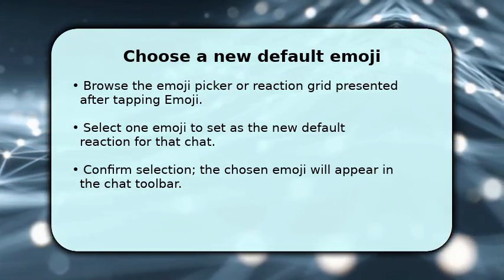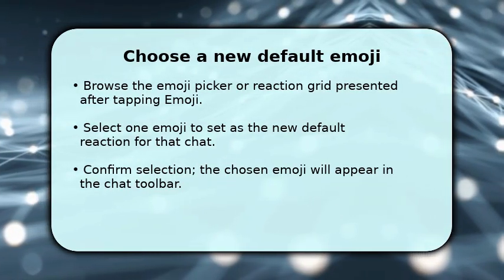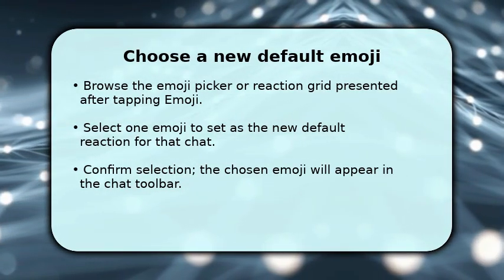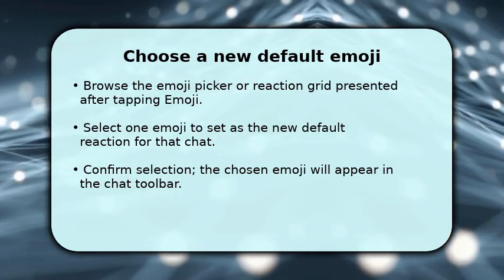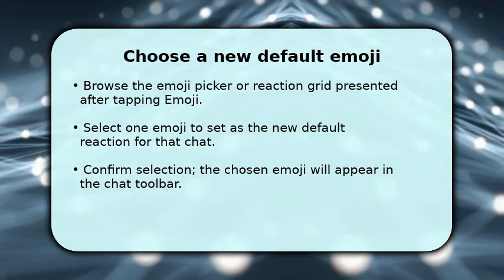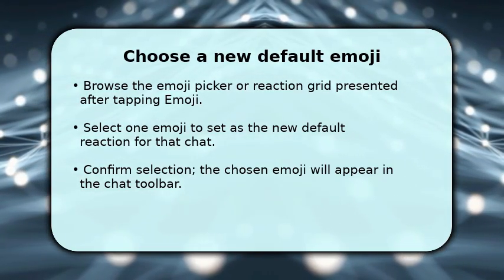Make sure you pick an emoji that conveys the reaction you prefer, since it replaces the quick reaction heart or thumbs up. Once selected, the new default sticks to that conversation and is used for quick taps on messages.